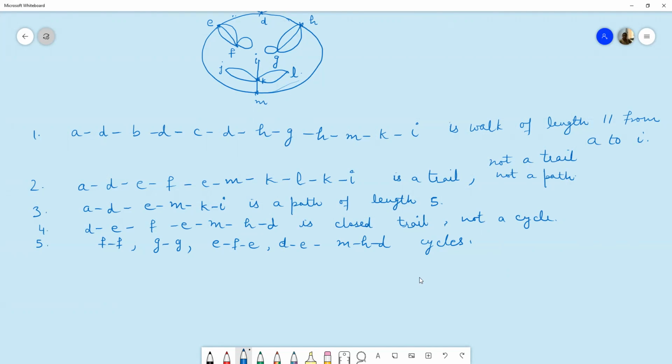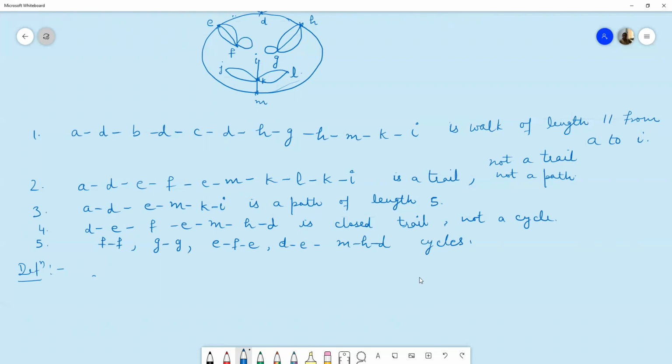Now we define connected graph. A graph G is called connected if for each pair of vertices X and Y, there is a walk joining X and Y. So if between any 2 points there is a walk joining X and Y, then we say the graph is connected. Otherwise, the graph will be called disconnected. That means in a disconnected graph, there is at least one pair of vertices X and Y such that there is no walk from X to Y.